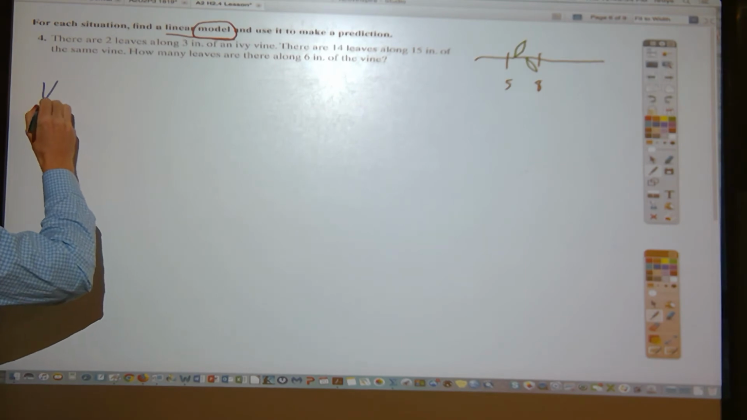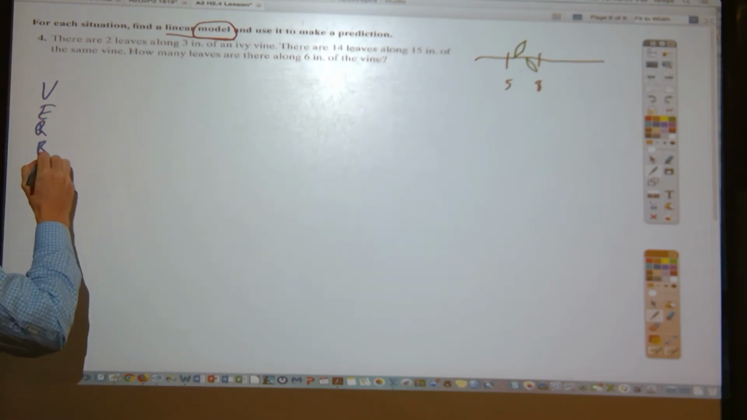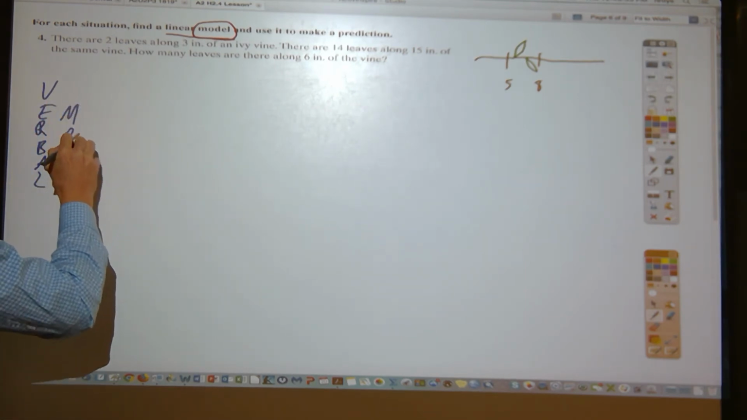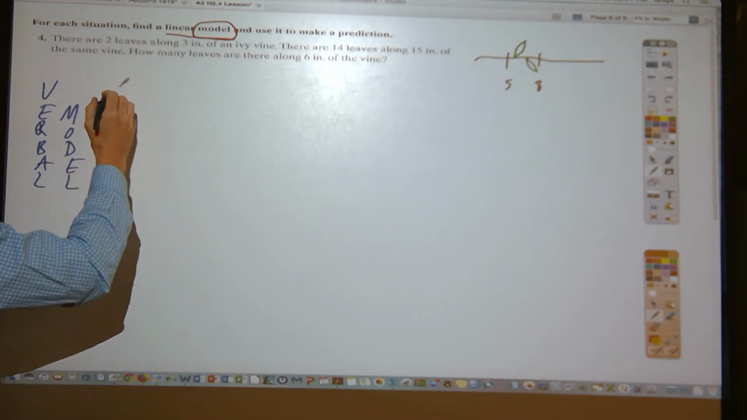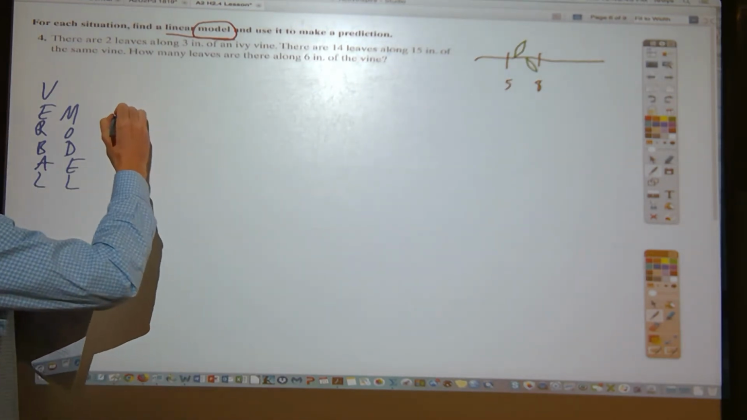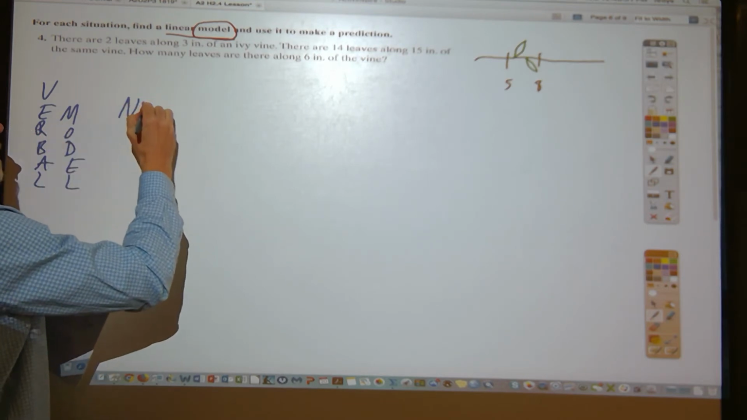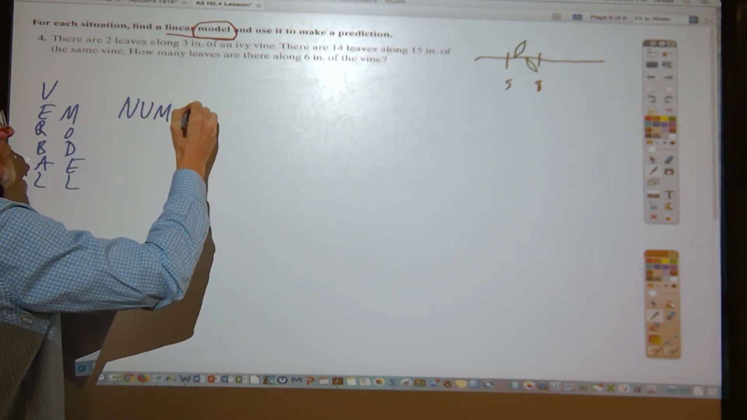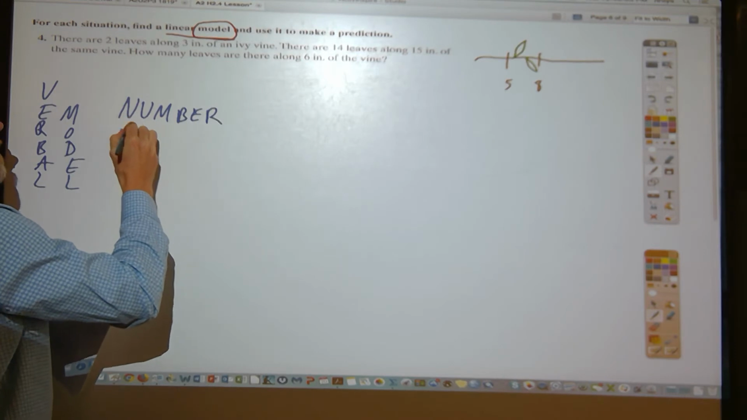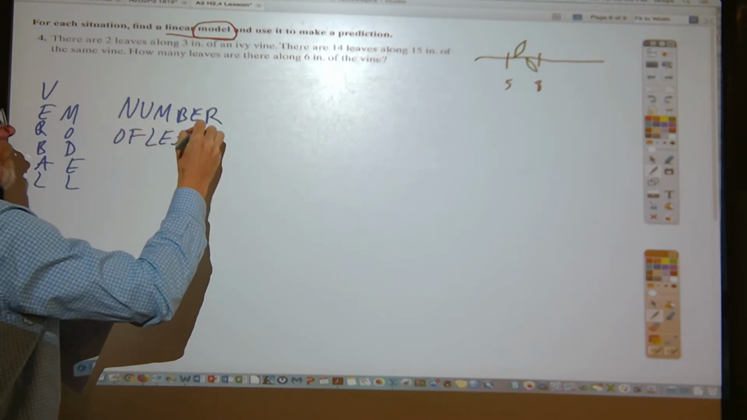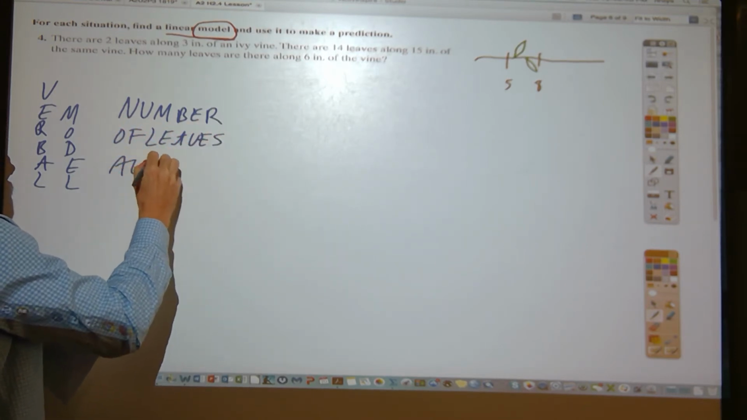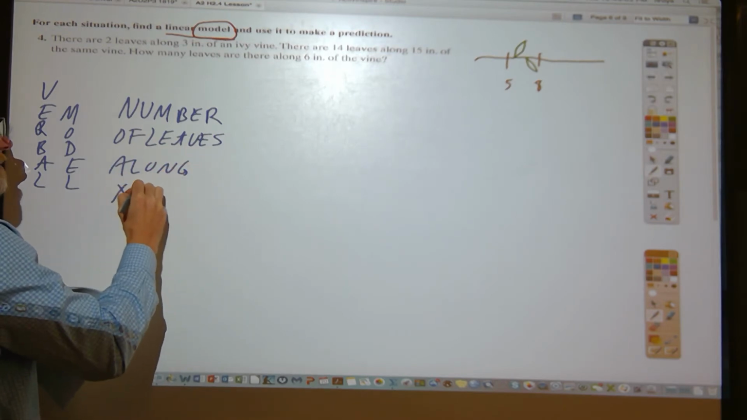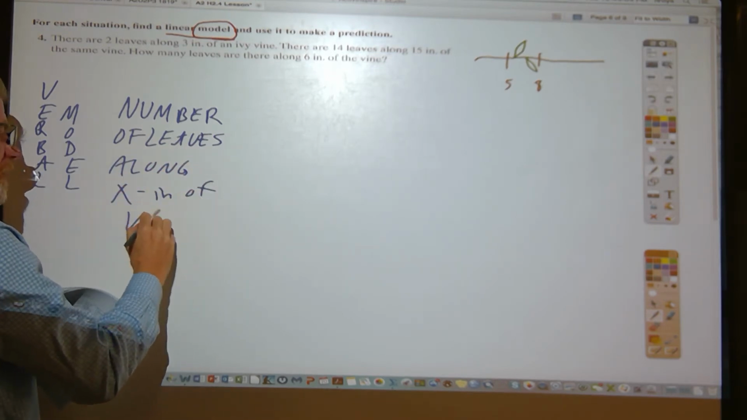So here we go. If you want to try it, press pause and try it on your own. Here we go. How many leaves are there is what we're trying to predict. So number of leaves along X inches of vine is the first box. It's the output. Our model is going to predict the number of leaves along X inches of vine.